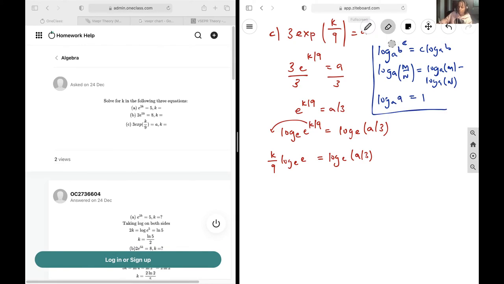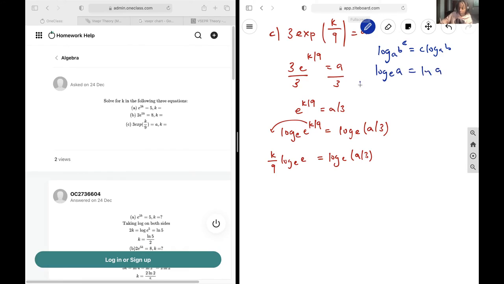Sorry, we have one additional one. I'm just going to place it here. Log e a is equal to ln of a. Log a m over n is equal to log a m minus log a n. And lastly, log base k of k is equal to 1.